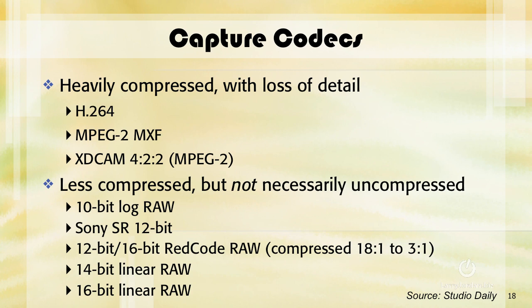There's 12-bit and 16-bit redcode RAW files, which, even though it's labeled as RAW, are still compressed anywhere from 18:1 to 3:1, with the average compression rate being around 7:1. We also have 12-bit RAW with the Blackmagic Design camera shoots, 14-bit linear RAW, even 16-bit linear RAW. Even RAW has like 1, 2, 3, 4, 5, 6, 7 different flavors of varying amounts of compression and bit depth.